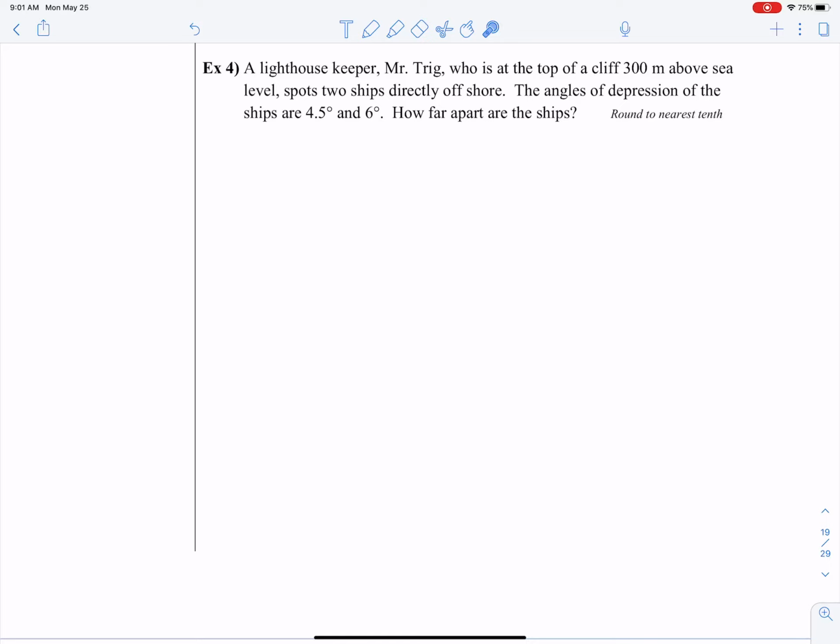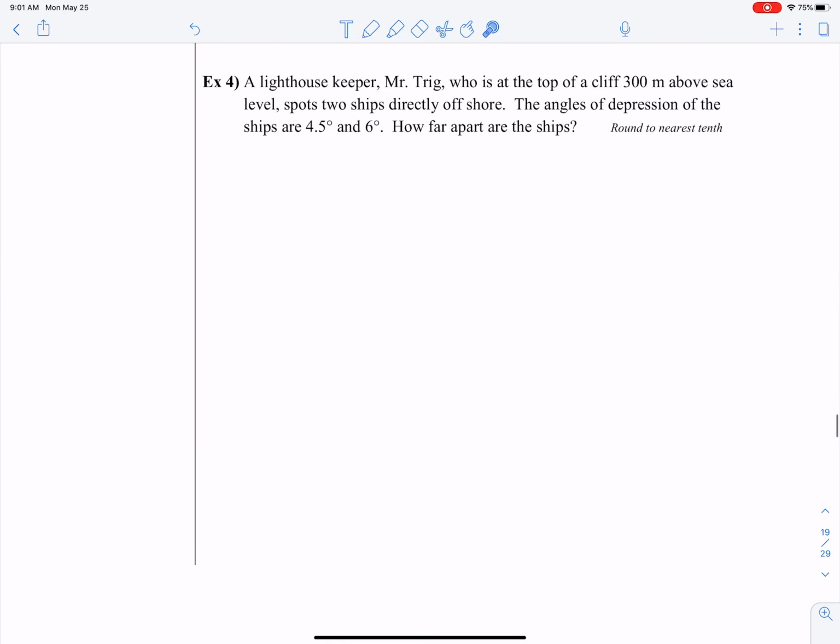Is this the last one? Yeah, okay. A lighthouse keeper, Mr. Trigg, who is at the top of a cliff 300 meters above sea level, spots 2 ships directly offshore. Okay, so first we're going to have, this is our ocean. Okay, and here's the cliff and the lighthouse on top of the cliff. Okay, and there's 2 ships, a ship here and a ship here.